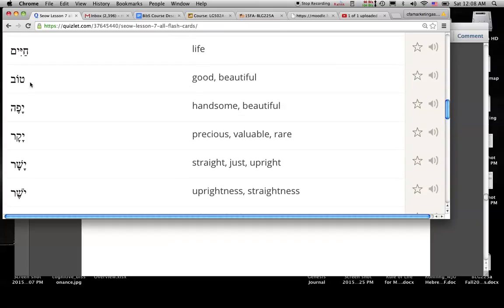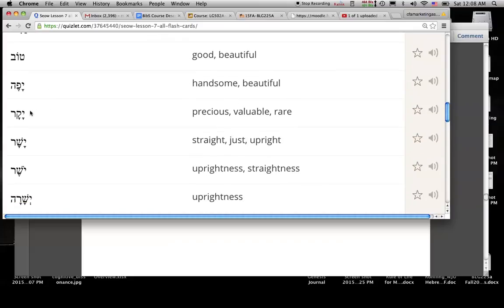Chayim is life. Tov, and again, of course, that's a noun, not an adjective. Tov is good, beautiful, can be used in a lot of other ways as well. But you go ahead and learn these glosses, and that'll be a good start. Yafeh is handsome or beautiful. Yakar is precious, valuable, rare. Remember that all of these can be and will be inflected in various ways. So ish yafeh, a beautiful or a handsome man, isha yafa, and then anashim, the people or men, anashim yafim, nashim yafot, and so on, right?